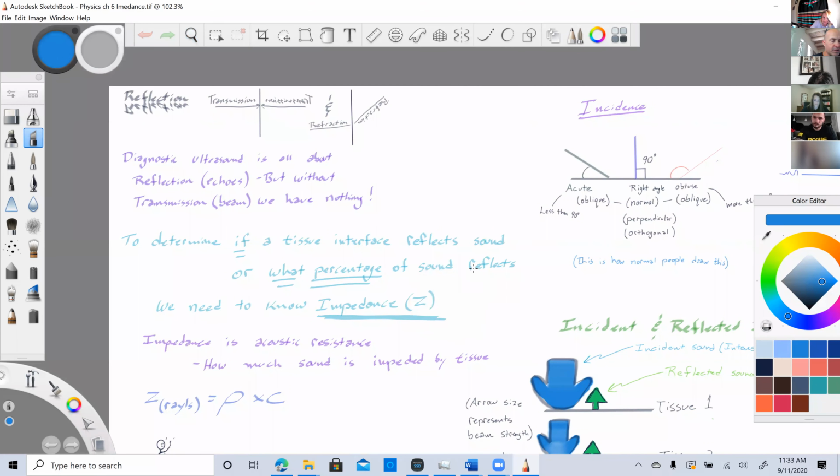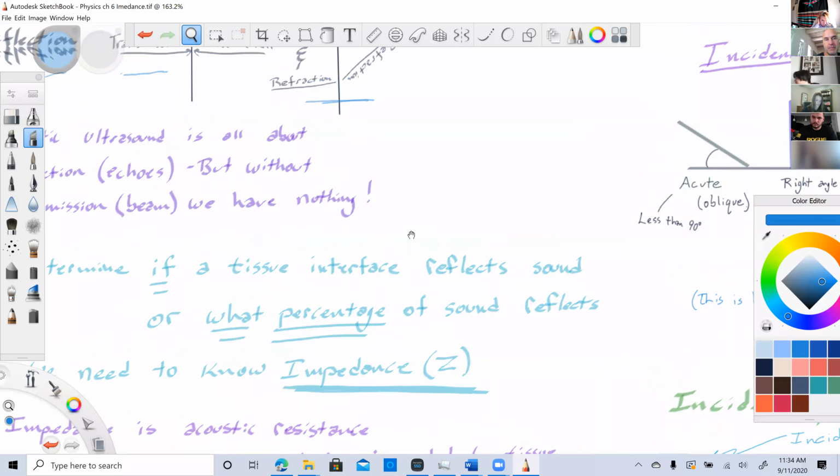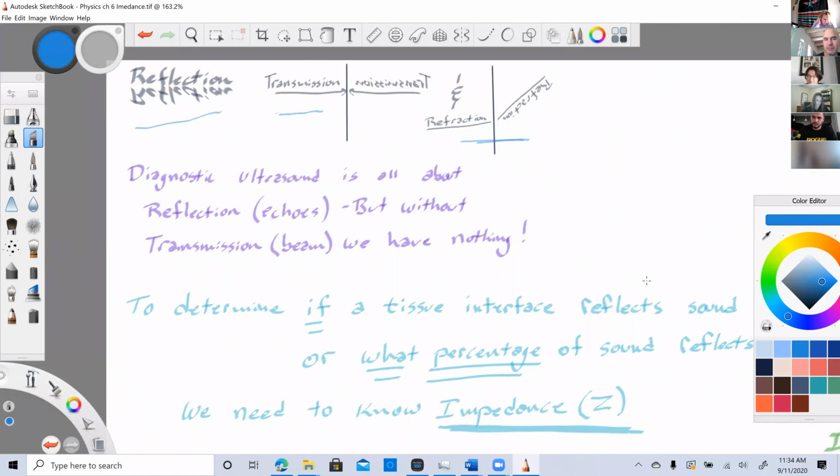The next few pages in our book, we talk about reflection. Look at that, pretty fancy, huh? Reflection, transmission, and refraction, all of which is happening all the time when we're using our transducer. So diagnostic ultrasound is all about reflection, the echoes, and scattering. Actually, scattering is more important than reflection, but they're all bringing the echoes back to us. But without transmission of the beam, we have nothing.